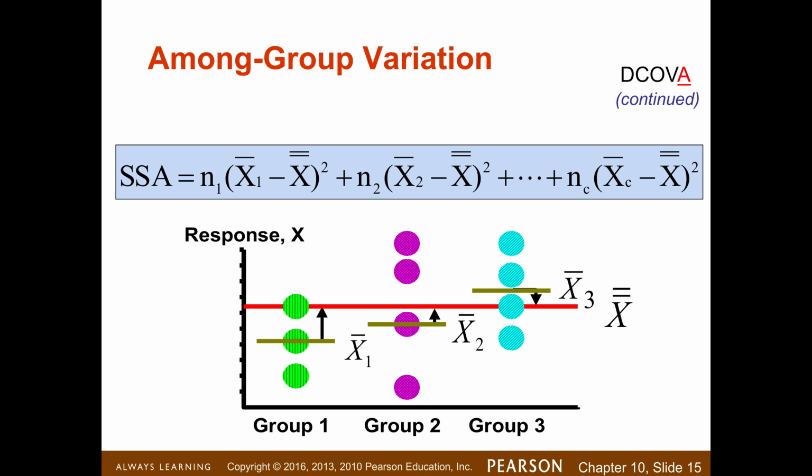I think in this illustration right here, you can see that x bar 1 is the mean of the green dots, x bar 2 is the mean of the fuchsia or purple dots, and x bar 3 is the mean of the bluish dots. So there would be 3 calculations here. The sample size 1 times x bar 1 minus the grand mean squared, plus sample size 2 times the mean of the second group minus the grand mean squared, and the sample size, which is 4, times the mean of the third group minus the grand mean squared.